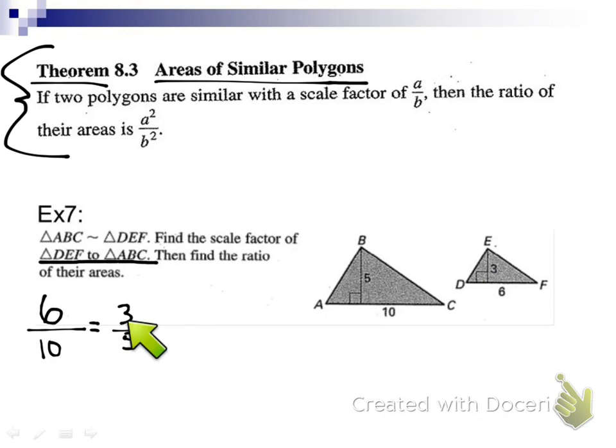What we just did is not new. This should be something you can do pretty quickly. It's what we did last chapter. The new part is what we're going to do next. If I want the ratio of their areas, what do I do with the scale factor?